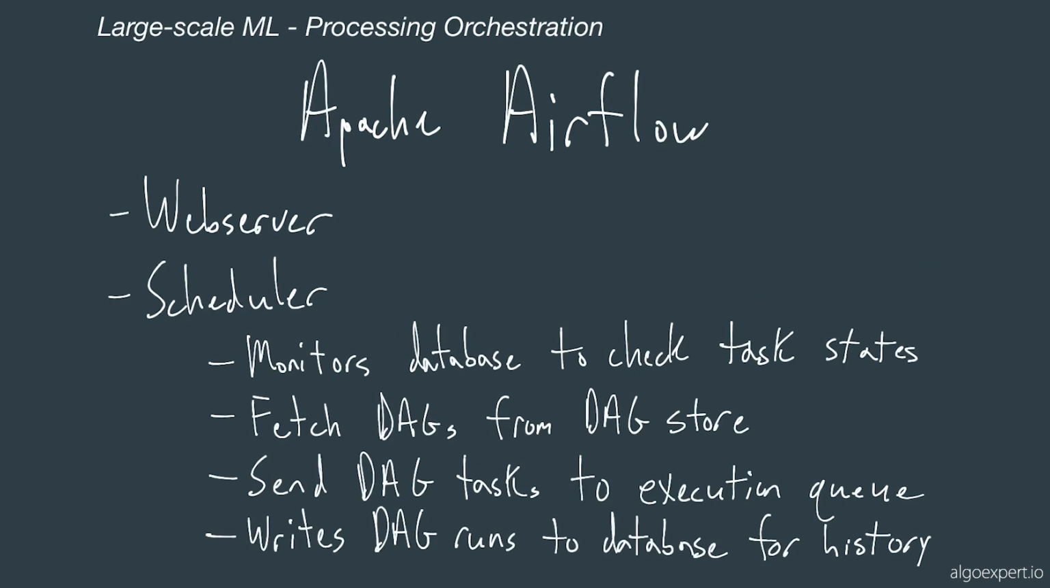Another component of Apache Airflow is the scheduler. The scheduler monitors the database to check the state of each task within each DAG. It fetches different DAGs in order for those DAGs to be executed. It sends DAG tasks to an execution queue to be later executed by some worker. And then finally, it writes the DAG runs to the database so that we can see which DAGs ran, were they successful, and how long did they take to run.